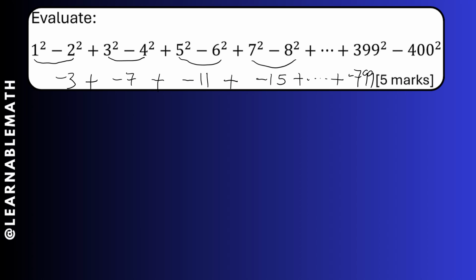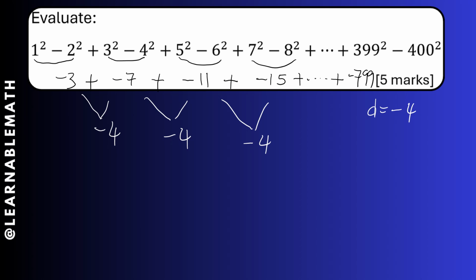Okay, so at this point you can see that this can't be a geometric series, right? If you just look at the values, there seems to be a common difference between the terms. The difference between negative 7 and negative 3 is negative 4. The difference between negative 11 and negative 7 is negative 4. The difference between negative 15 and negative 11 is negative 4. Can you see that we actually have a common difference of negative 4? Then we know we are dealing with an arithmetic series, right?